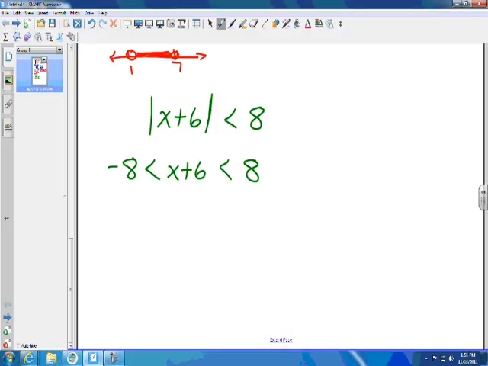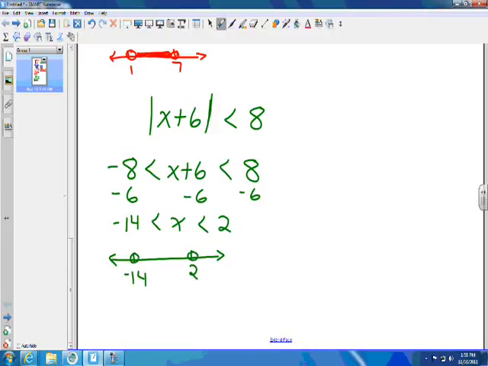So how do we solve this one? Subtract 6. So negative 14 less than x less than 2. And where would we shade this one? Between negative 14 and 2. And again, they're both open. And we shade in the middle. Still good. That was pretty much the same thing. We'll add a couple things to this one.